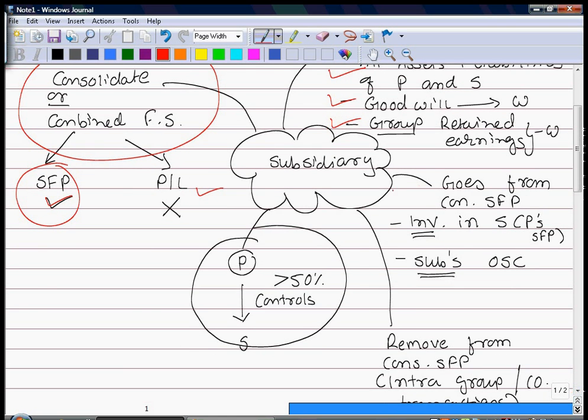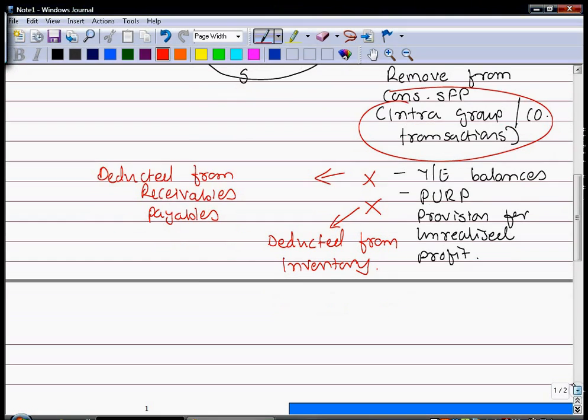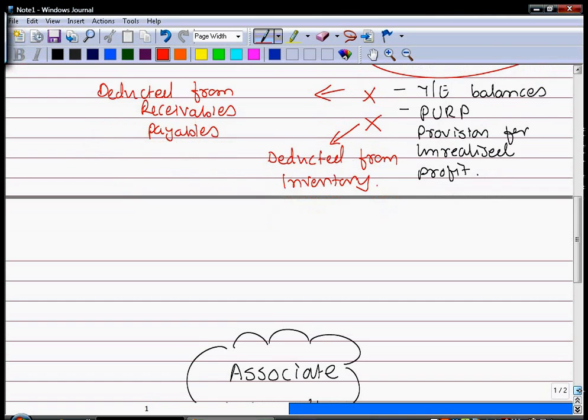Next we saw what should go from consolidated SFP. Well, you need to remove two things: investment in S, which you will find in P's SFP, and subsidiary's ordinary share capital. Again, you will find it in the subsidiary's books. And you will also need to remove any intra-group or intra-company transactions from the financial statements. Good, so that was subsidiary.